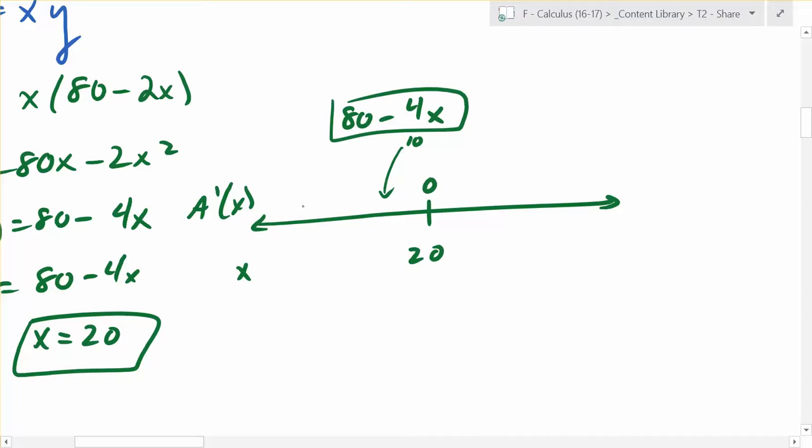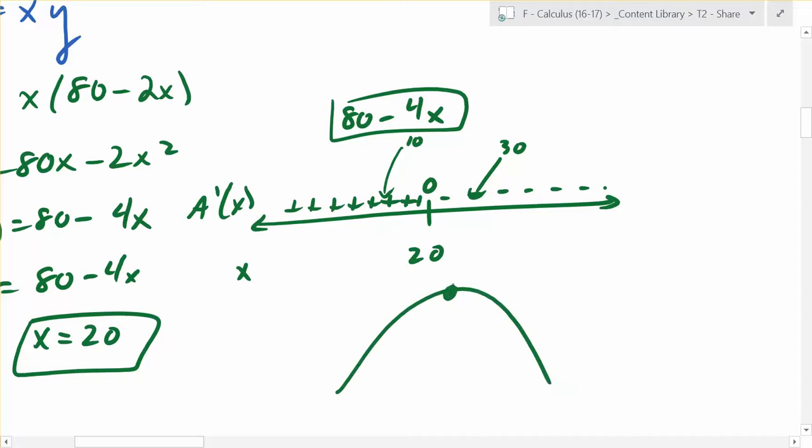It's going to be positive. And then what's something a little bit to the right, how about 30? What's that going to be? Turns out to be negative. So what's going on? It's rising then falling, so it has to be a max.